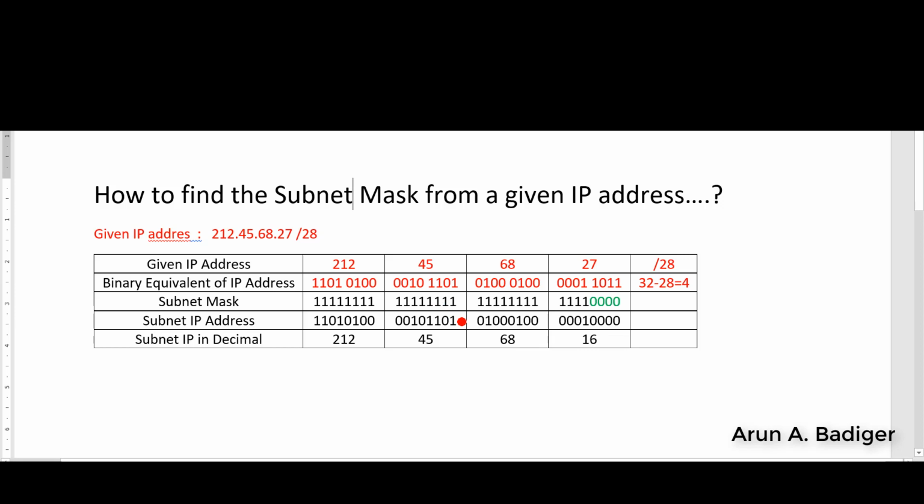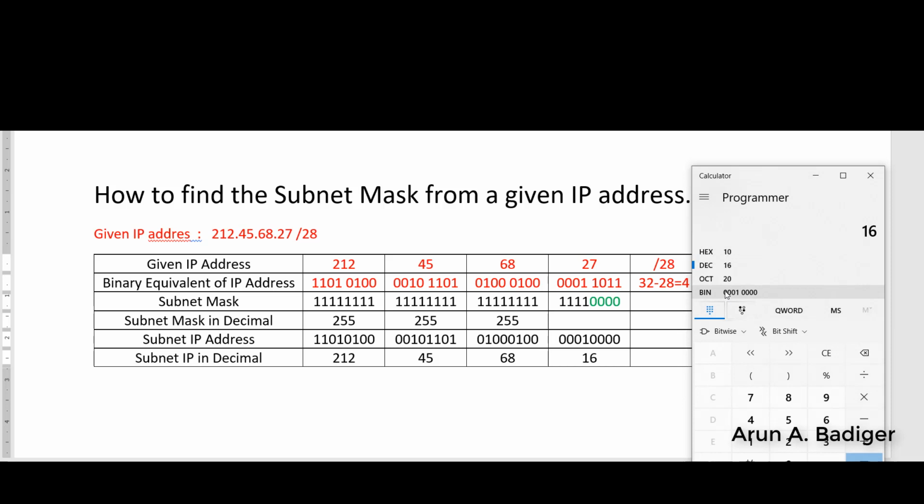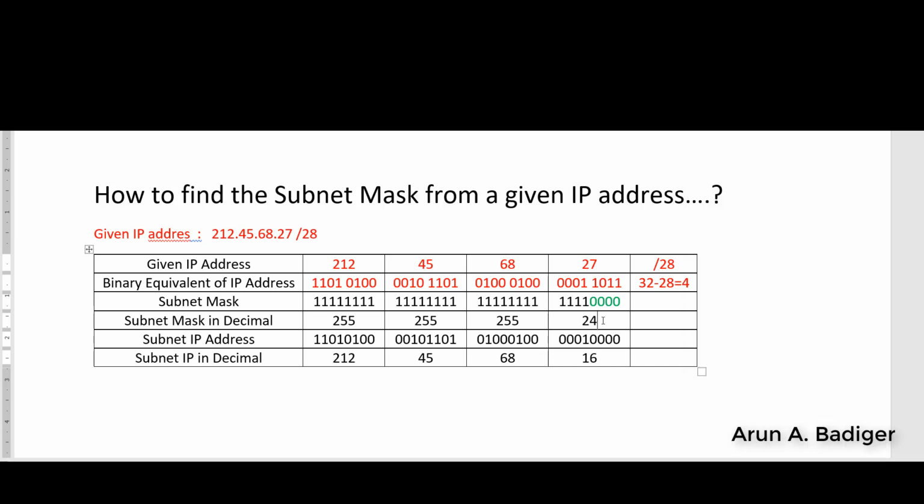I need to write the subnet mask address also here. Wait for a minute. For this I will enter the subnet mask, that is the subnet mask in decimal. All ones will give you 255, again followed by 255, again followed by 255. Again I will make use of the calculator here. The binary value is 1111 followed by 4 zeros. So this equivalent is 240.